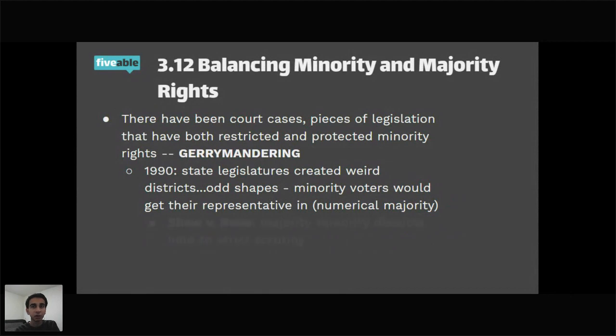Remember, drawing state districts is all done by state legislatures. So generally, if it's a Democratic legislature, they will draw them to favor them. If it's a Republican legislature, they will draw them to favor the Republicans. So that's something to think about.